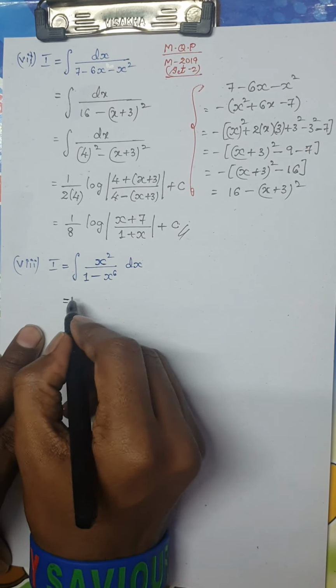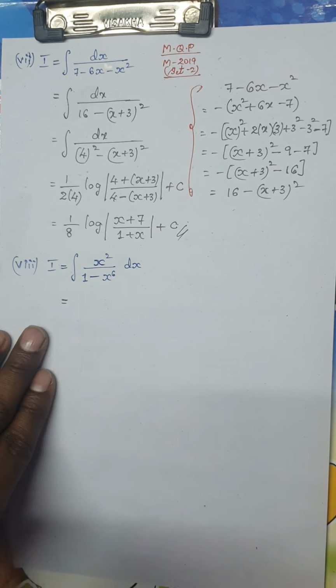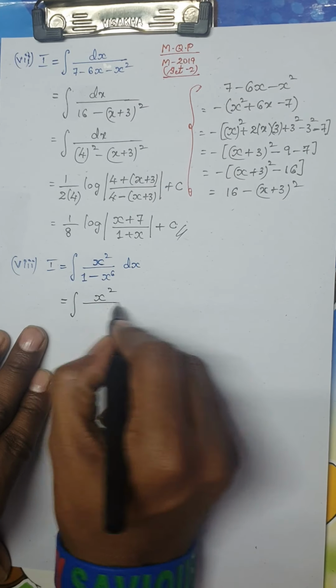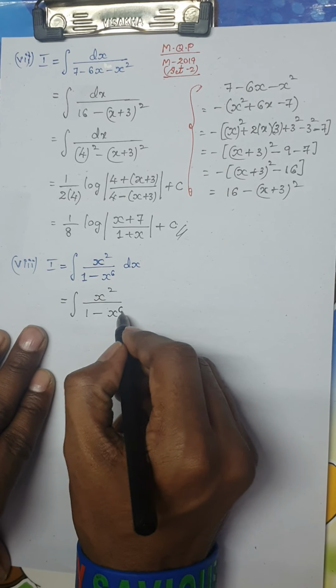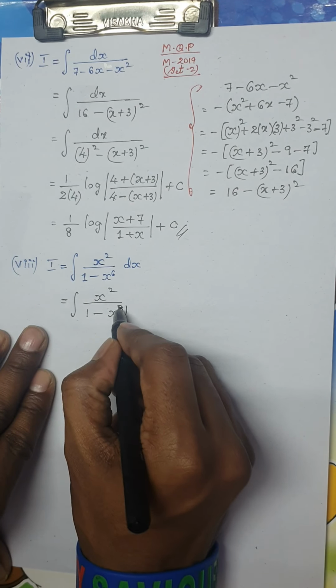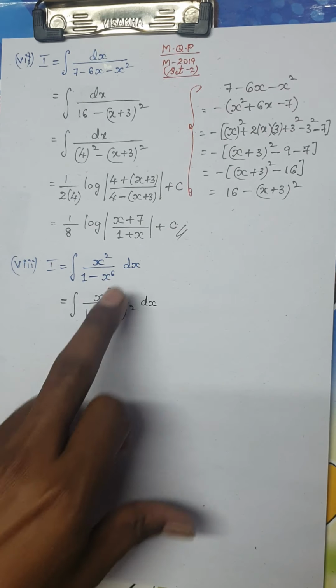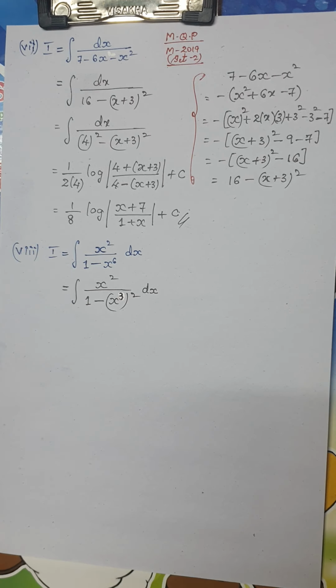So the integral we have is integral of x square divided by 1 minus x power 6 dx. I am going to rewrite this as x square divided by 1 minus x power 6 can be written as, x cube whole square dx. Is it clear? So x power 6 can be written as x cube whole square.